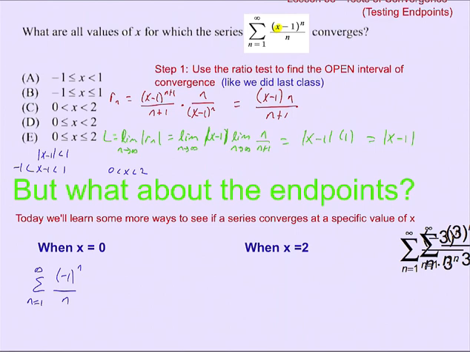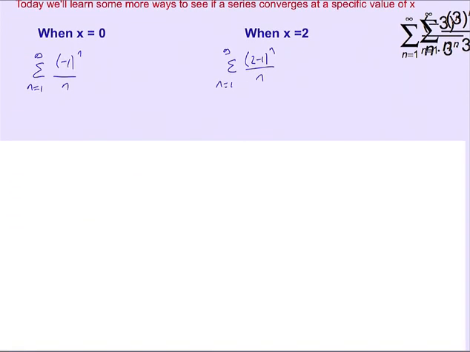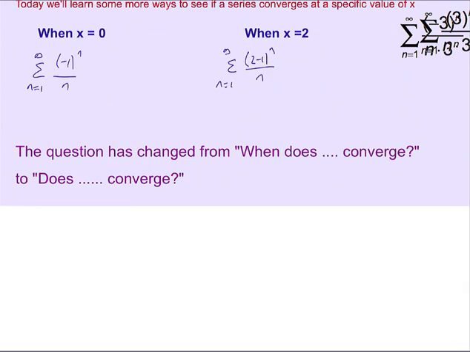And then the other one would be the sum of 2 minus 1 to the n over n. And the question is, does that series converge? Now, I want you to notice this is a very different question from what we had before. And that's a big deal. Our question has changed. The question before that we answered last class was, when does the series converge? When implies you're finding an x value. And that's why our answer was an inequality. We had a set of x values that made the series converge.